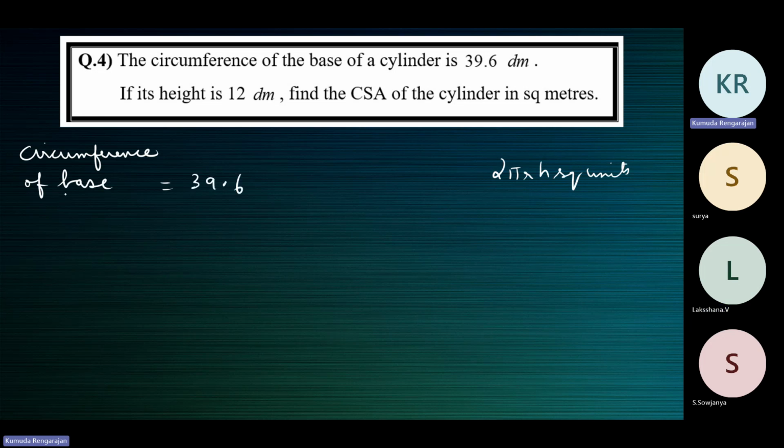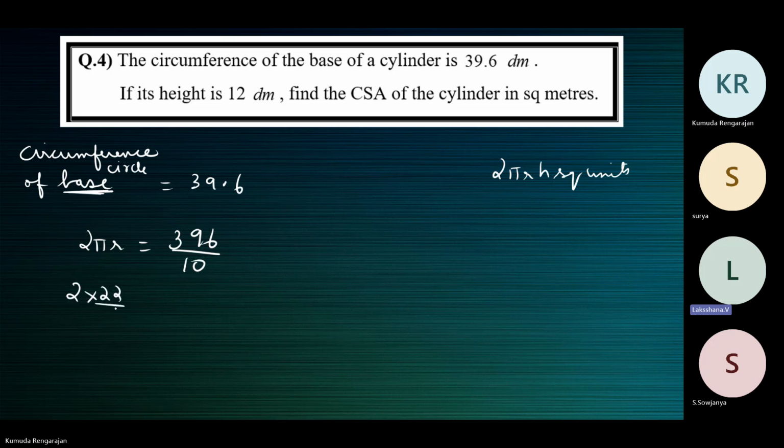So what is the base of the cylinder? How does the base look for a cylinder? It's a circle. So what is the circumference of the circle formula? 2 pi r. Is equal to 39.6. Write it as a fraction, 396 by 10. So 2 into 22 by 7 into r is equal to 396 by 10. So r is equal to 396 by 10 into 7 by 22 into 1 by 2.